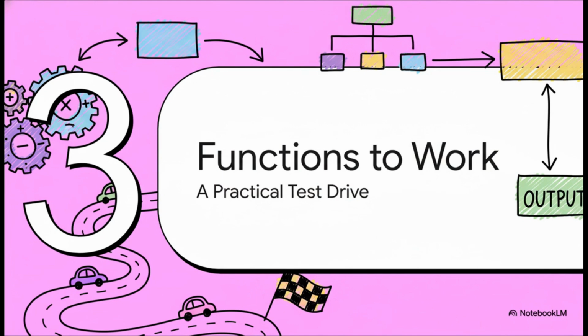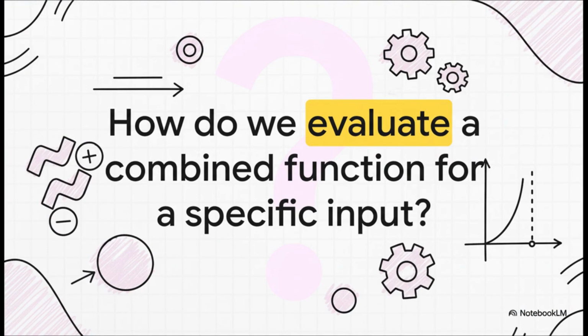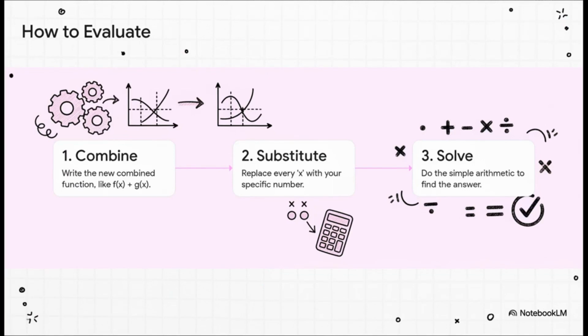All right, we've got theory, we've got the rules. I think it's time to take these ideas out for a spin. Let's get our hands dirty with a practical test drive and see how this actually works. So let's say we've built our new function, and now we want to find its value for a specific number. You know, what happens when x equals 2? How do we figure that out? It's really as easy as 1, 2, 3. First, you just write out the combined function based on the operation. Add, subtract, whatever. Second, you go through and replace every single x with the number you were given. And third, you just do the math. You solve the simple arithmetic to get your final answer.